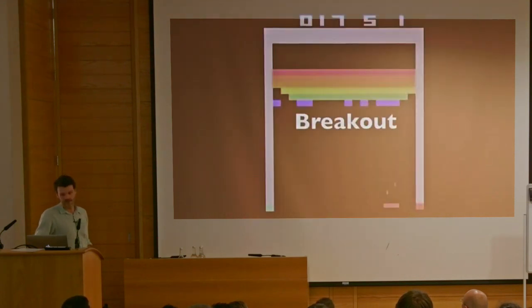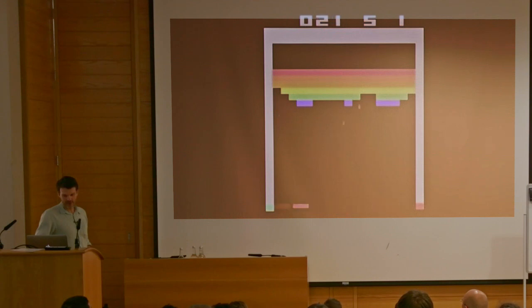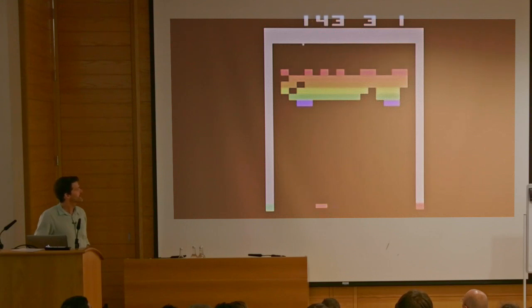And in all these situations, the reward signal was basically defined as the difference in score from one step to the other. This is the classic breakout game, where the goal is to get rid of all these blocks by moving the paddle around and hitting the ball, the little pixel is a ball, against the blocks. And this agent does that fairly well, and actually learns to tunnel, so they can get lots of score really quickly.